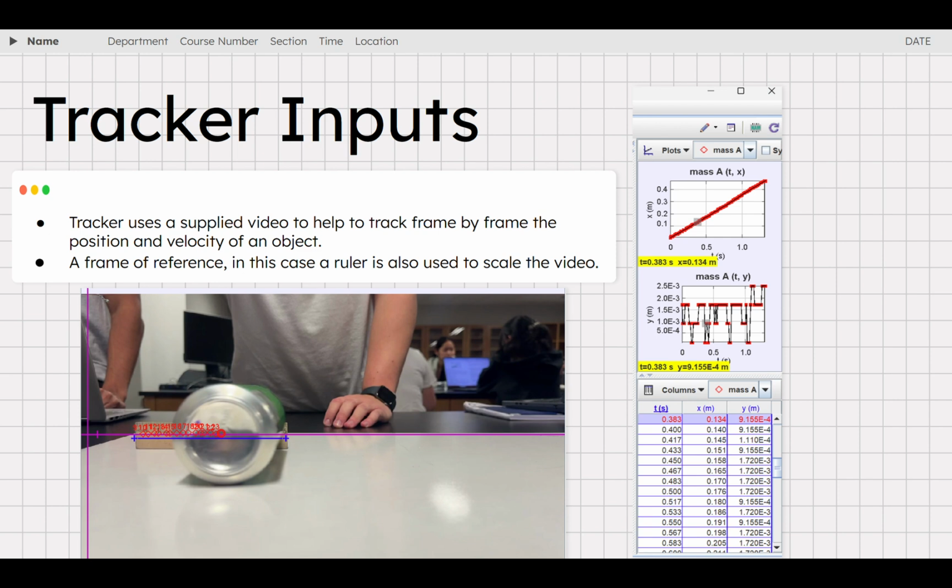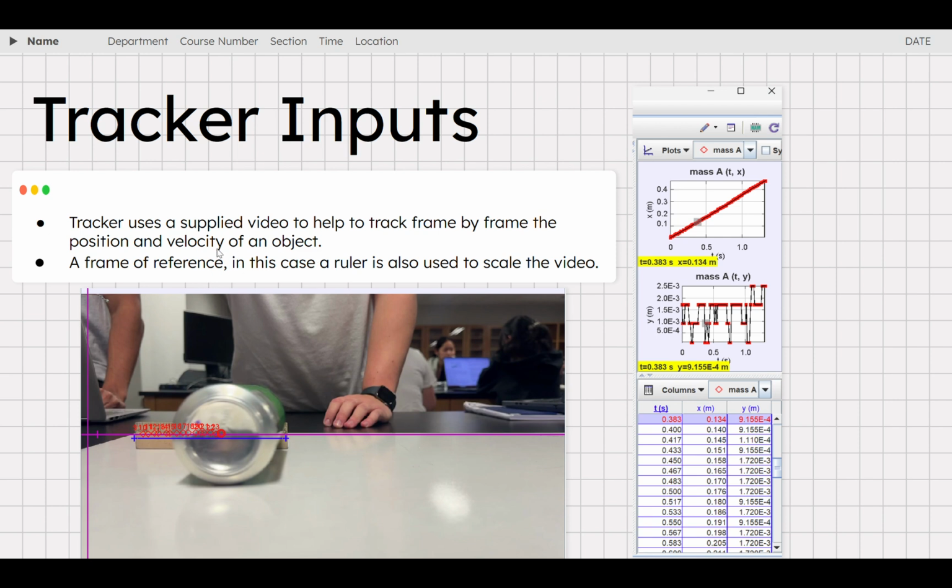Tracker inputs. So Tracker uses supplied video to help track frame by frame the position and velocity of an object. So as you can see here in this video, we have our red little diamonds, and those are the position data points that you pick for the center of mass of the object in the video, and you can see them here as the time goes along. Frame by frame, you get the X position that you marked frame by frame. You can see here it tracks it for you.